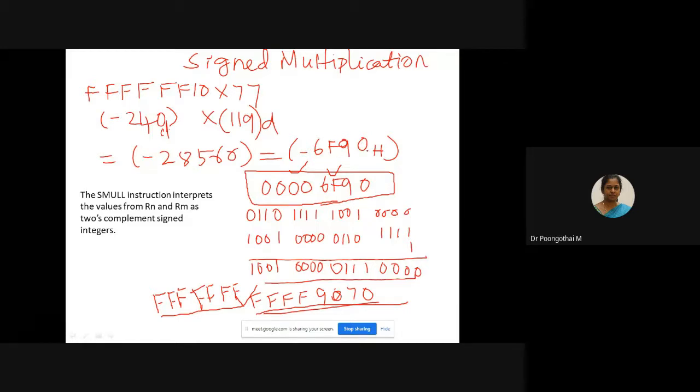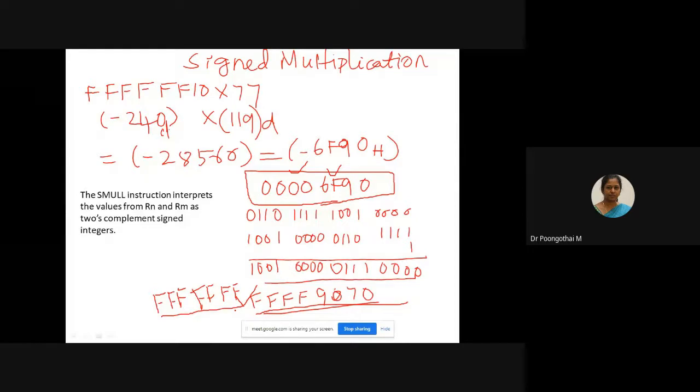So we are supposed to get this answer, but your processor will take the hexadecimal value and perform signed multiplication, and the result will be in 2's complement form. Since we are giving 2's complement input, the result will be in 2's complement form. So the answer for that is 6F90; take the 2's complement and check your answer.